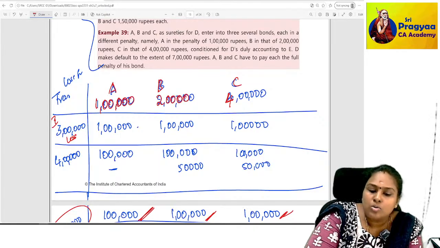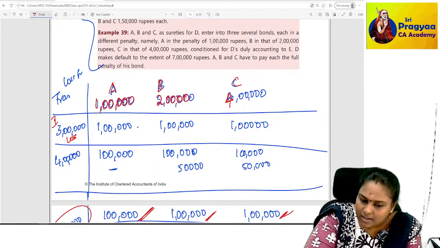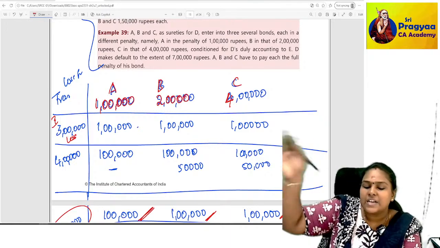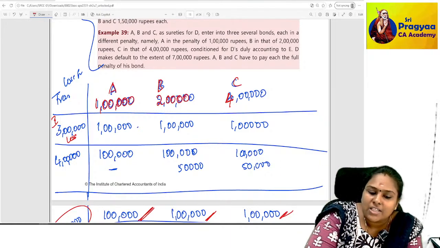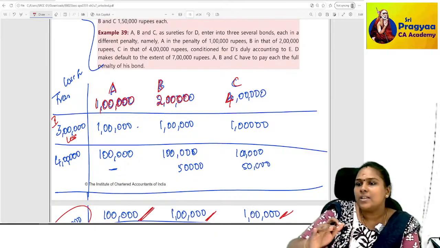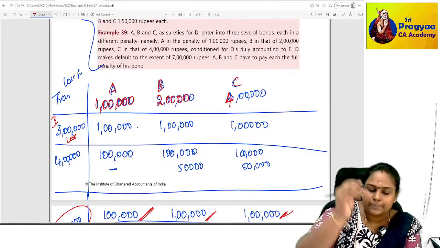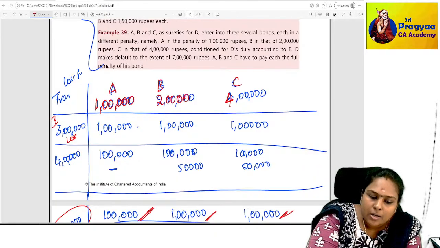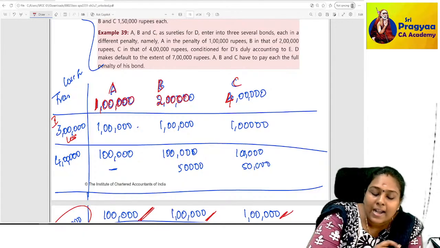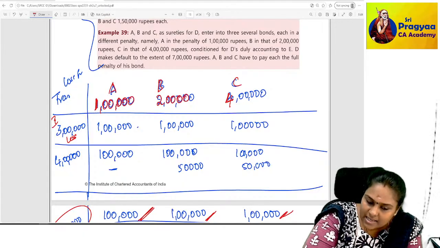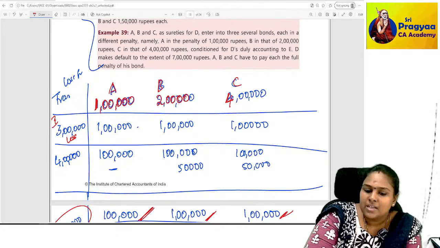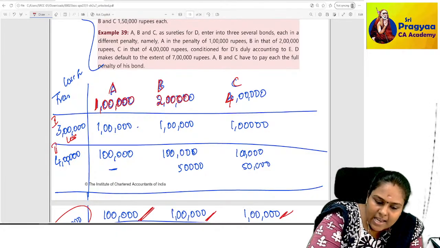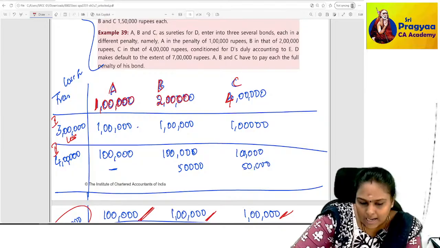Now, how can this be bifurcated when 3 co-sureties are having different amounts? We'll have to charge from the person who's having the lowest limit. Now, who's having the lowest limit? A. And what is the lowest limit? 1 lakh. So, this 1 lakh is charged from each of them. That is done.